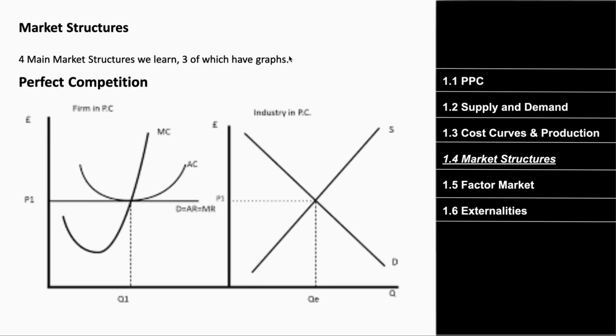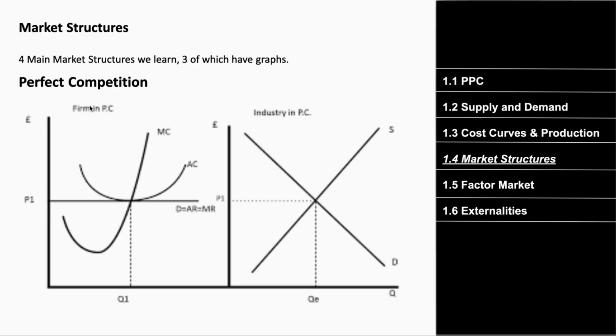So now let's talk about our market structures. There's 4 main market structures. We learned 3 of them have graphs that we're going to cover. First is perfect competition. Remember, perfect competition is the ideal situation. It's what we want to actually have. So in the industry, this is the total country, the total industry that's going on. It's a basic supply and demand graph right here. Supply, demand, boom, bam, shazam.